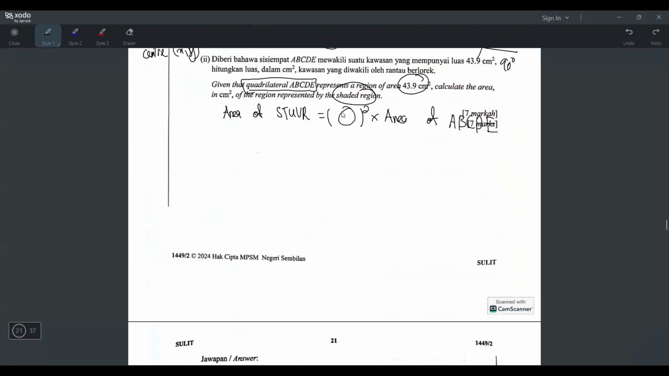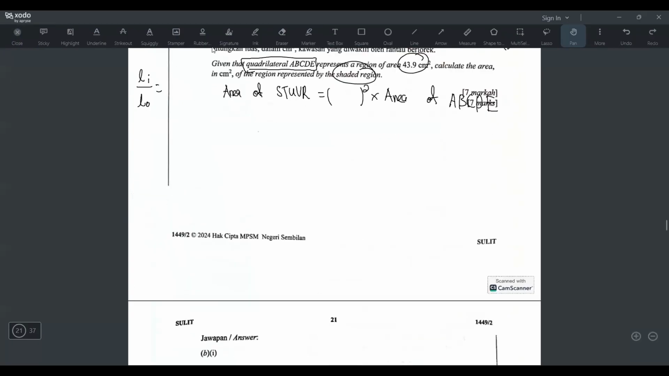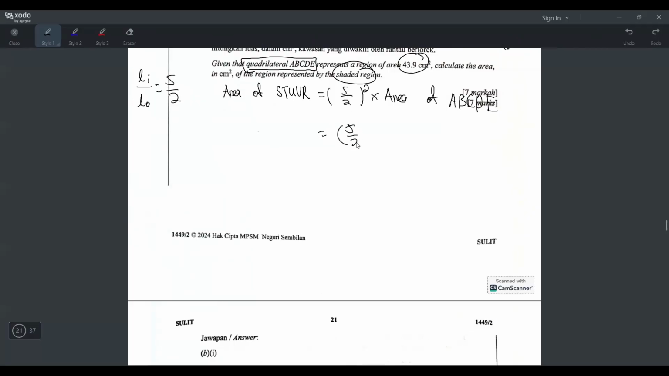For this one you have to put in the scale factor. Scale factor formula is length of image divided by length of object. So what is the length of image? All right, let's use two corresponding sides, this one and this one. This one is 1, 2, 3, 4, 5 units. This one is 2 units. So the scale factor is 5 over 2. And now it becomes 5 over 2 squared times ABCDE, which is 43.9. When you calculate this, you will get the STUVR area.